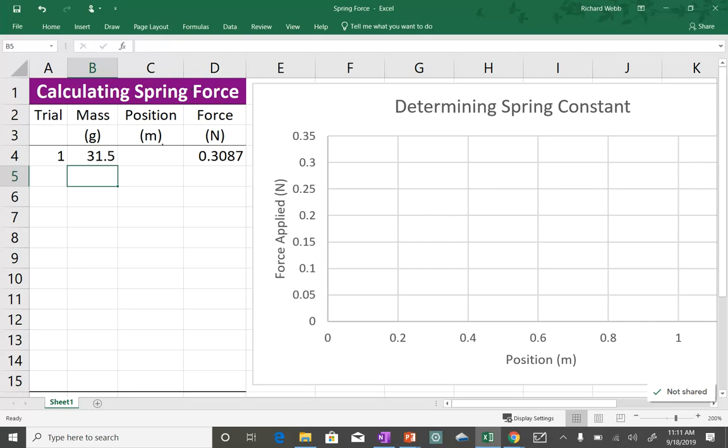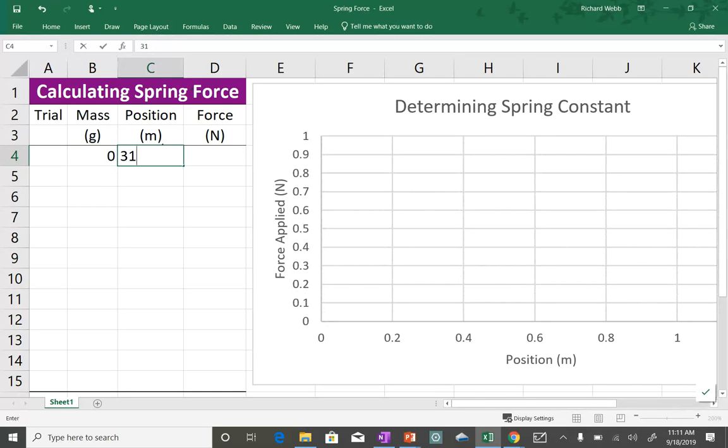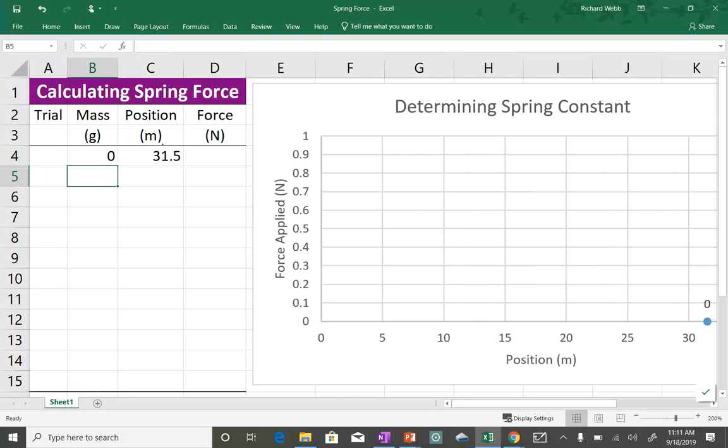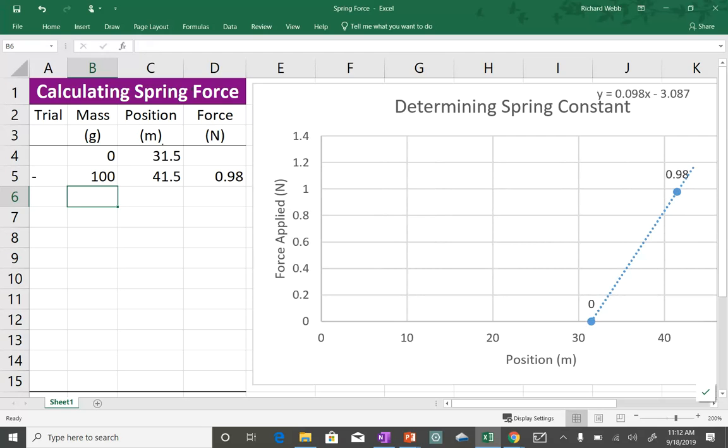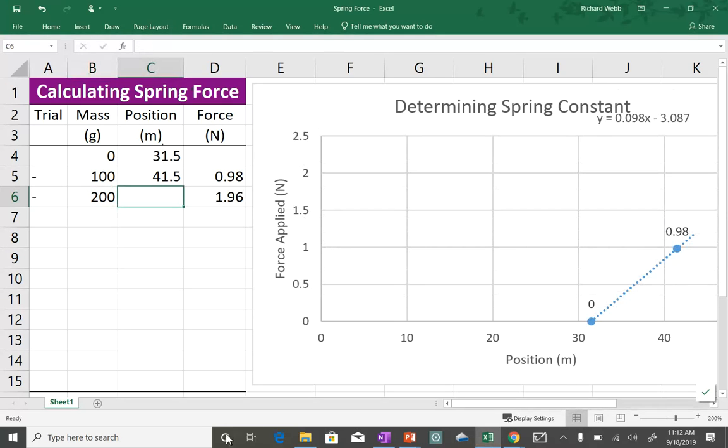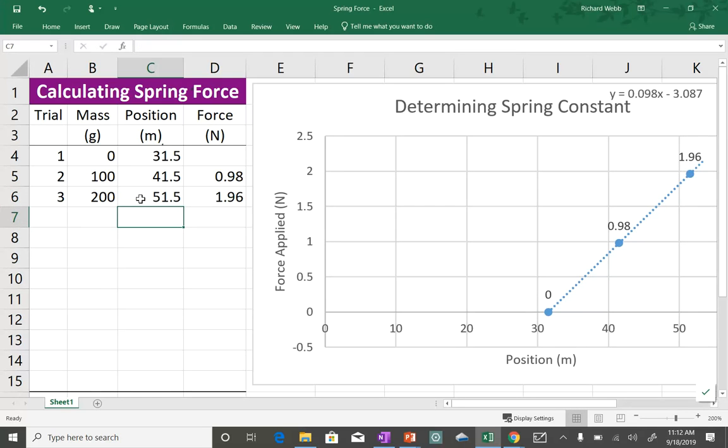Okay, now hang 100 grams from it and measure again to the bottom of the spring, not to the bottom of the mass. So now she's got some mass on there. 41 and a half. So this is 41 and a half? Yes. Okay, now replace the 100 with the 200. 51 and a half. Okay, and then add the 100 just from the bottom of that.